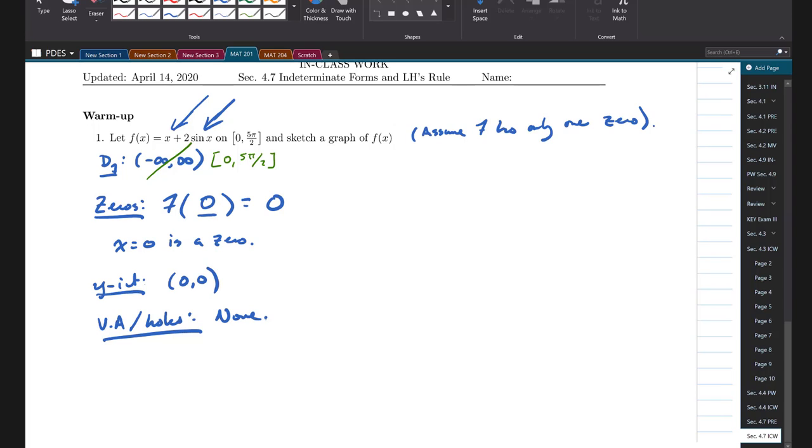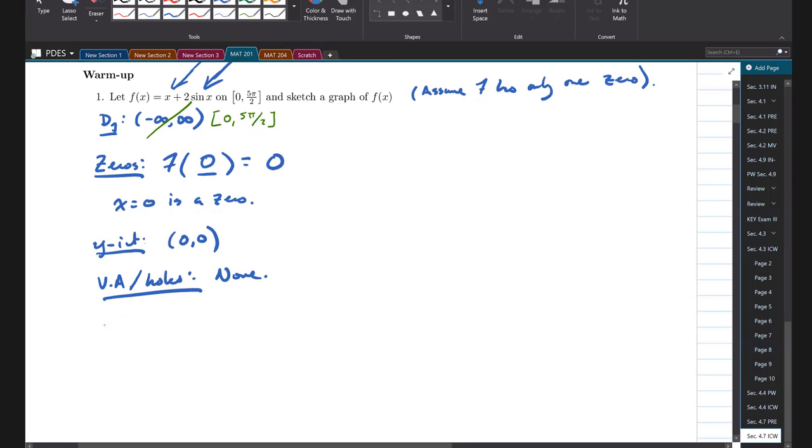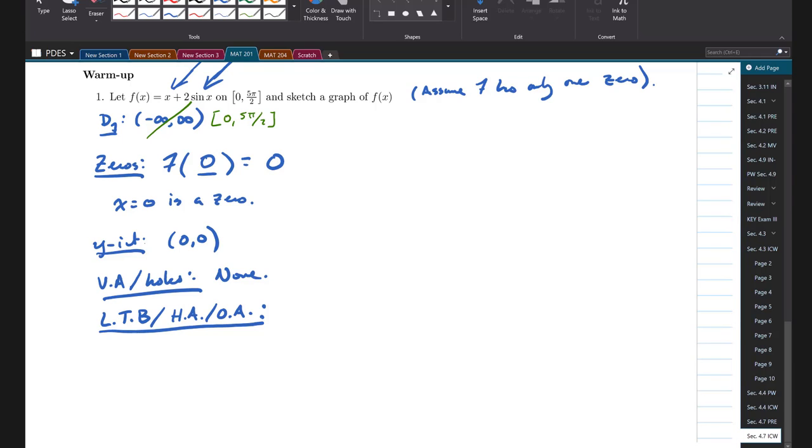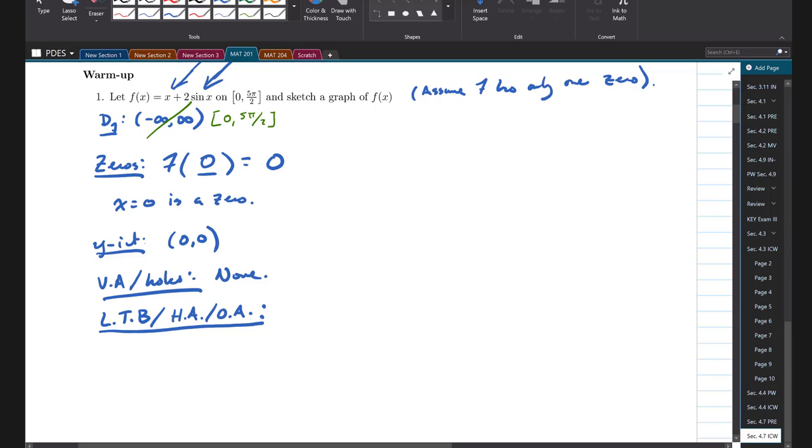Good. Then what about the long-term behavior, folks? The long-term behavior, horizontal asymptotes, oblique asymptotes. What do we typically do when we examine the long-term behavior, folks? Just a typical question. Use limits as you approach infinity and negative infinity. We take the limit as x approaches infinity to figure out the far right behavior, and we take the limit as x approaches negative infinity to figure out the far left behavior.